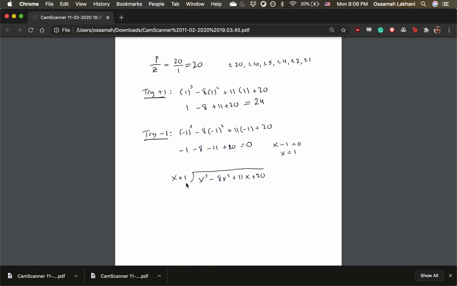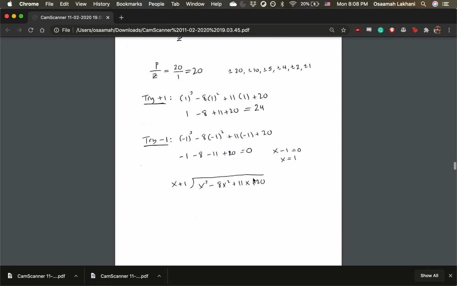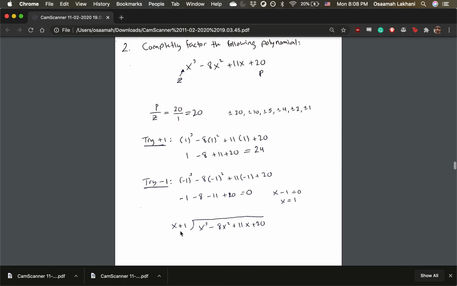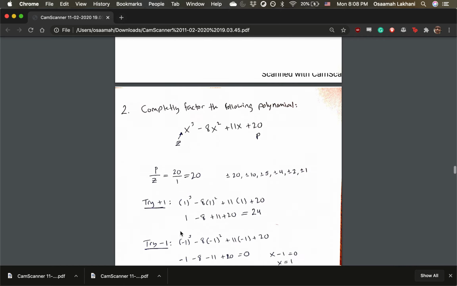I wrote that on the outside of the division sign, and then on the inside I wrote x cubed minus 8x squared plus 11x plus 20. So it's basically just our original equation from up here. You just write it on the inside, and then you write the factor that you found on the outside. And then you start your long division.